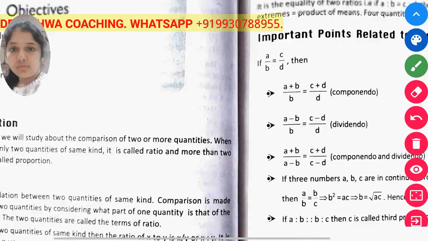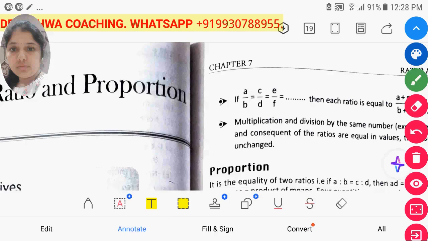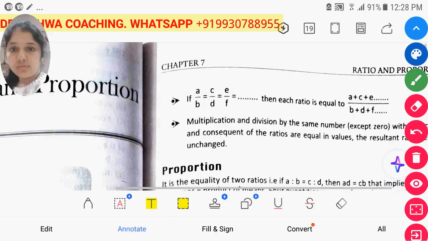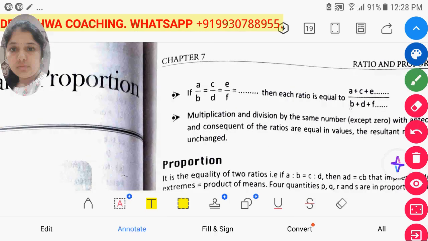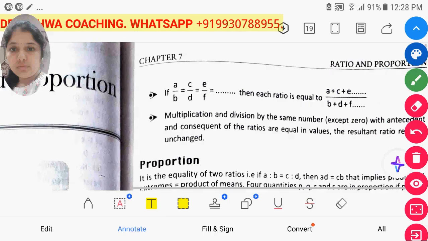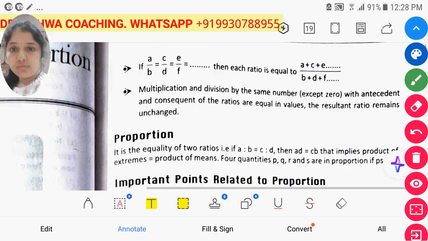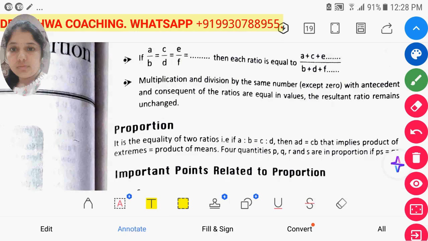Suppose A upon B is equal to C upon D is equal to E upon F, meaning each ratio is equal. Then we can add their antecedents and their consequents, and the ratio remains unchanged. If multiplication or division by the same number, except 0, is done with the antecedent and consequent of a ratio, it has equal value, or the result remains unchanged.